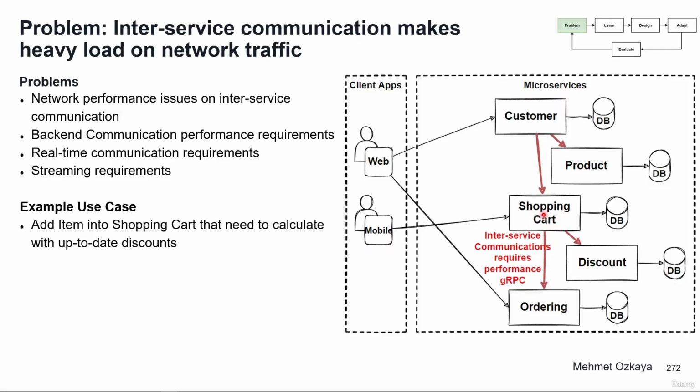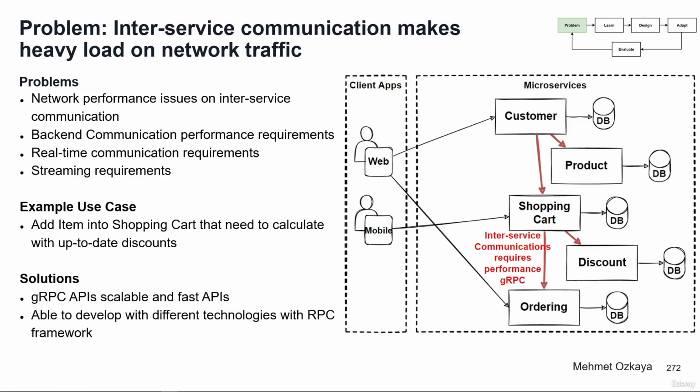So what is the best practice for this communication? The best practice is to use REST API between the client and the server, which are the public APIs, and use gRPC for inter-service communication in order to be performant. As a solution, we will learn gRPC APIs, which are scalable and fast, and able to be developed with different technologies using the RPC framework. This is also technology agnostic and can be used with different libraries with gRPC.